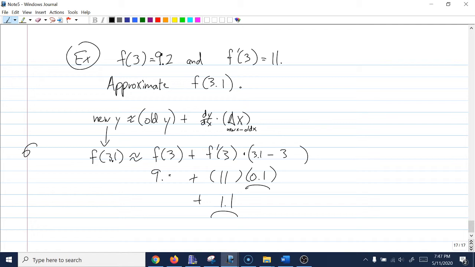Your old y was 9.2. Wiggling that x by 0.1 will increase the y by 1.1. When you increase 9.2 by 1.1, you get 10.3. That's our best approximation for f of 3.1. The approximation should be more precise if your delta x is small, which means if you pick a number very, very close to 3, this approximation is probably more and more accurate.